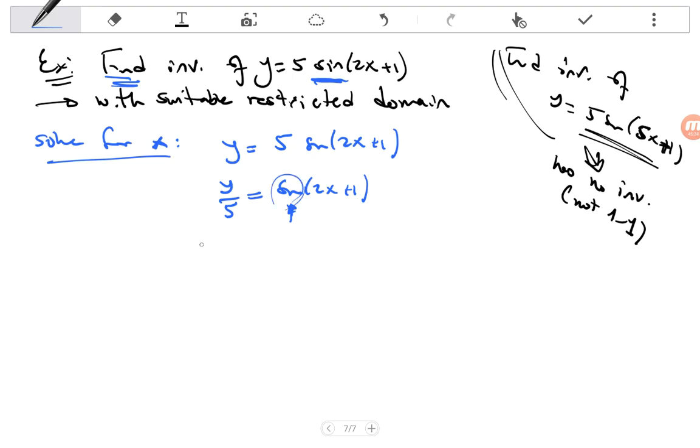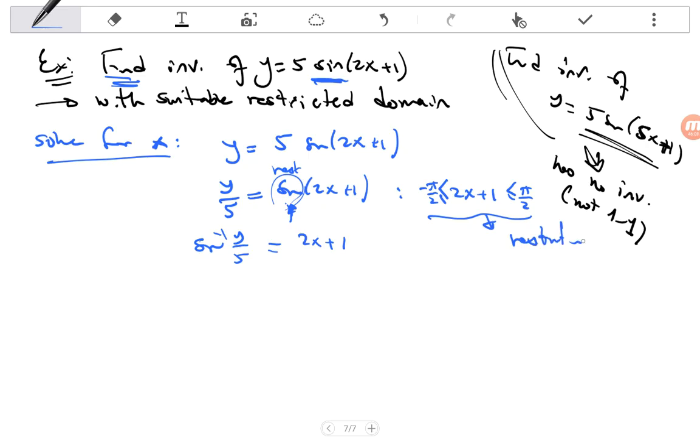So, to get rid of this function, I first need to state that this is a restricted sine, and the restricted domain is that the input of that sine must be from negative pi over 2 to pi over 2. The restricted sine has a restriction on its input to be from negative pi over 2 to pi over 2. If you solve this inequality, this is exactly our restricted domain for this problem.